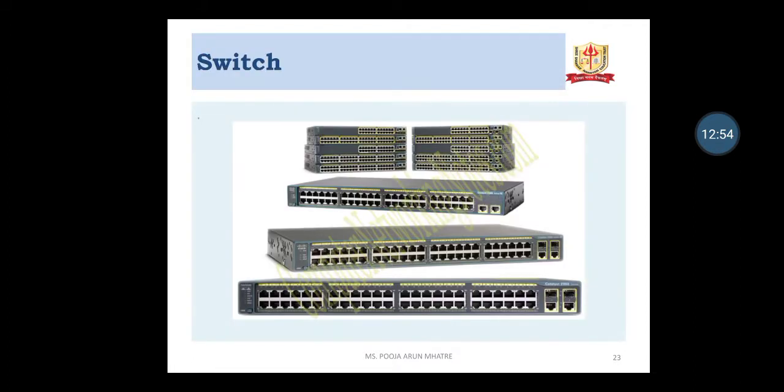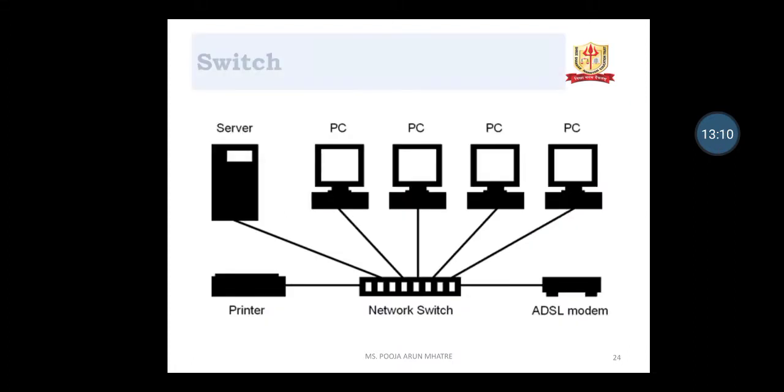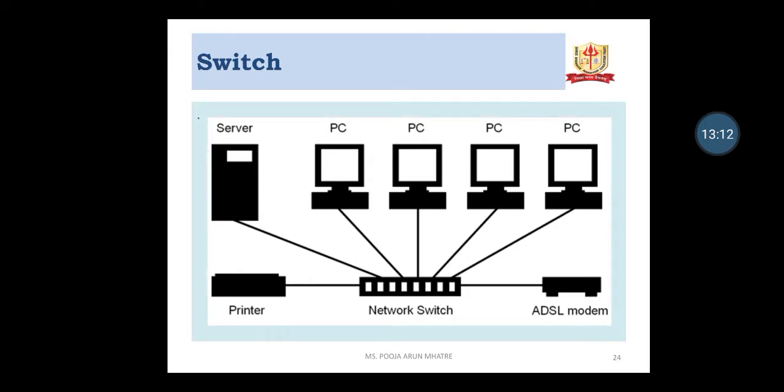Here the diagram showing the hardware device of a switch. A switch can be a 4 port, 8 port, 16 port, 24 port, 48 port and 64 port also. The connection of a switch in a network. Here the switch is a concentrator, that's why the switch is in the middle of the networking devices. The network switch is connected to a number of computers including server, printer and modem.